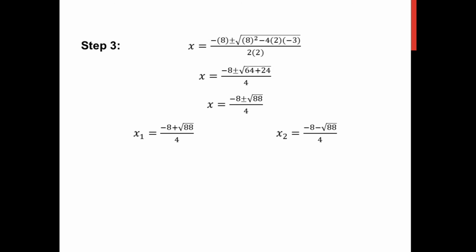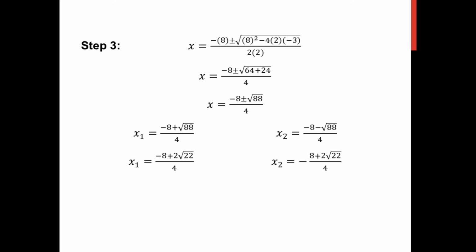Next, we need to separate it. So we have our x sub 1 equals negative 8 plus square root of 88 all over 4, and our x sub 2 is negative 8 minus square root of 88 over 4. Simplifying it, we have our x sub 1 equals negative 8 plus 2 square root of 22 over 4, and our x sub 2 is equal to negative 8 minus 2 square root of 22 over 4.